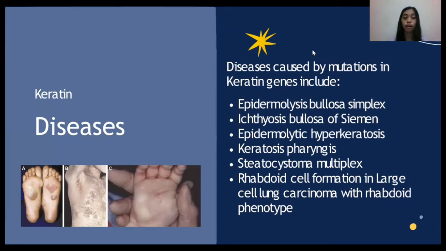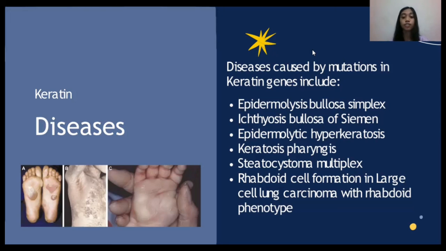Ichthyosis bullosa of Siemens. It is a type of familial autosomal dominant ichthyosis, a rare skin disorder. It is a genetic disorder with no known cure, which is estimated to affect about 1 in 500,000 people. Epidermolytic hyperkeratosis. It is a skin disorder that is present at birth. Affected babies may have very red skin and severe blisters.